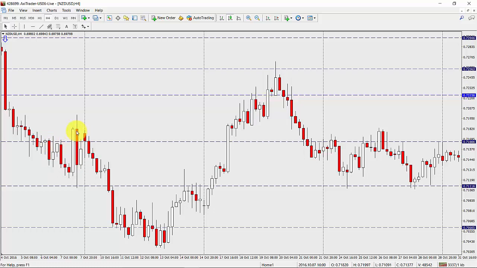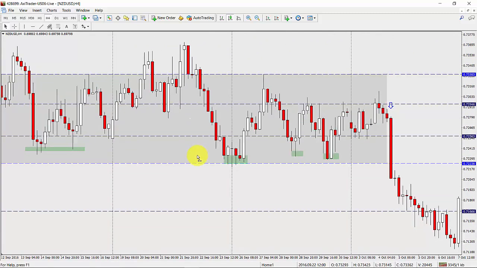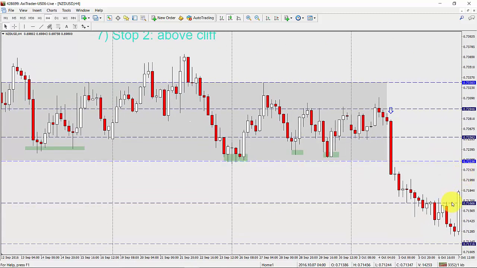Again, this is why we use the Acapulco rules, because if we were looking for an Acapulco at this stage right here, after this big bullish candle happened, what would be wrong with this? Well, one, the market's been going down and we're looking to buy. So that's a reversal Acapulco. That's not really part of the game, is it? We want to go with the trend. So that's the number one problem with this.